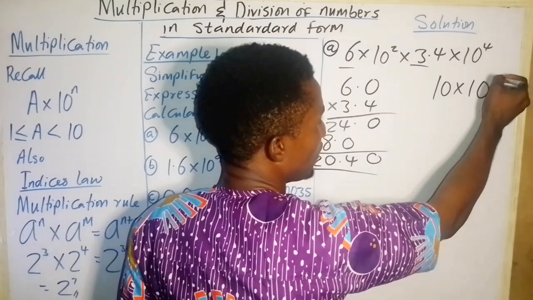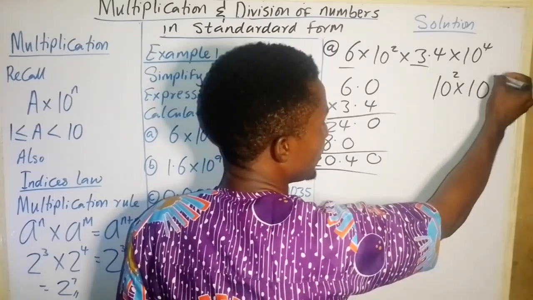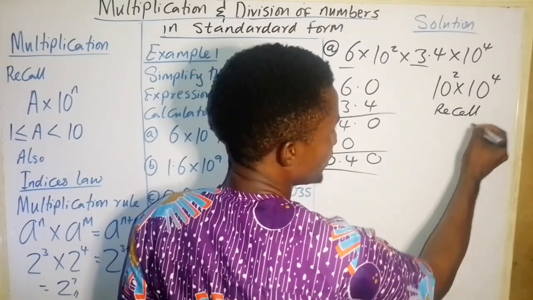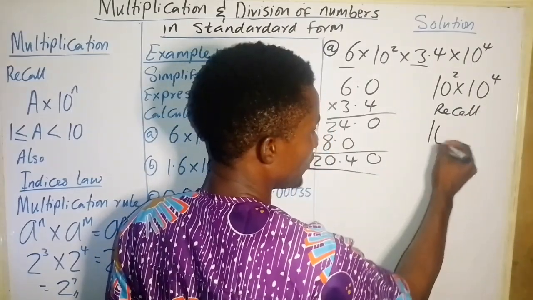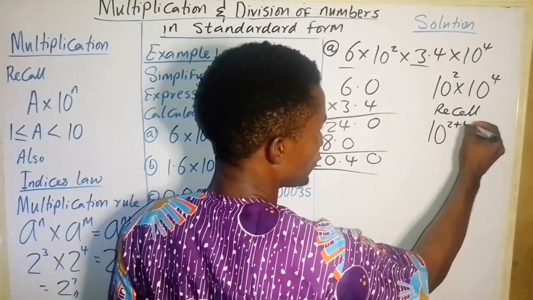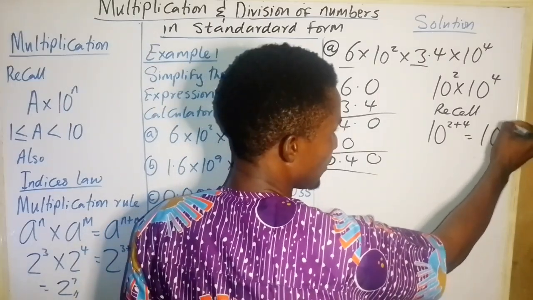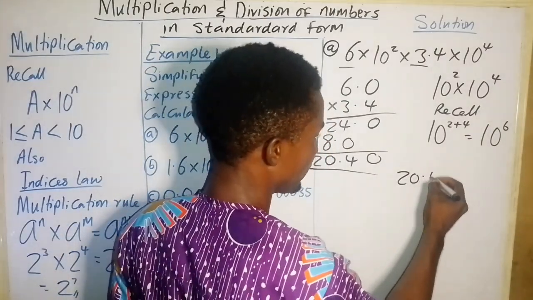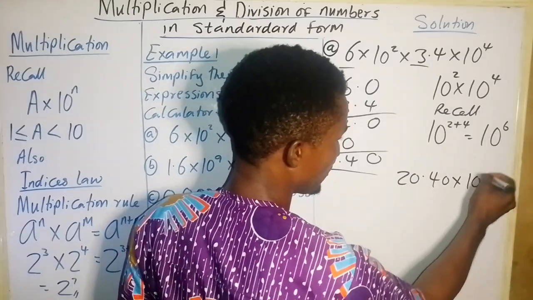Now let's take our base with the exponent. Recall the indices multiplication rule. So we are going to have 10 raised to power 2 plus 4, and this will be 10 raised to power 6. Now let's combine this expression: 20.40 times 10 raised to power 6.